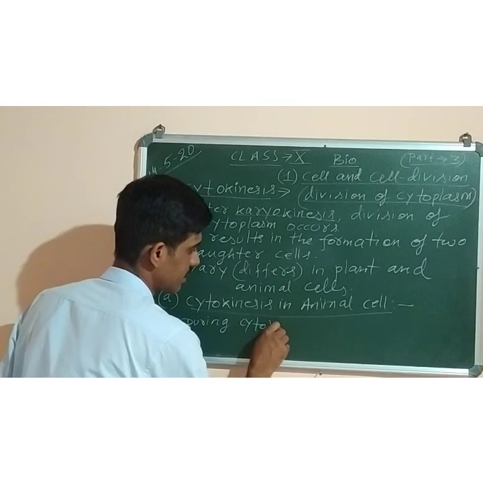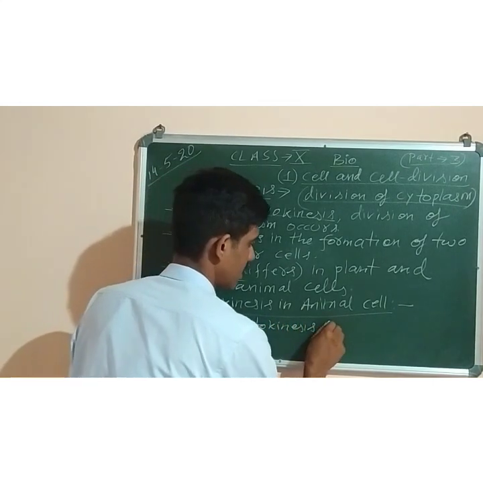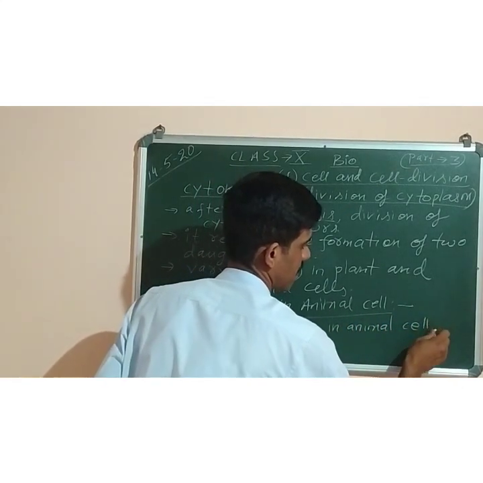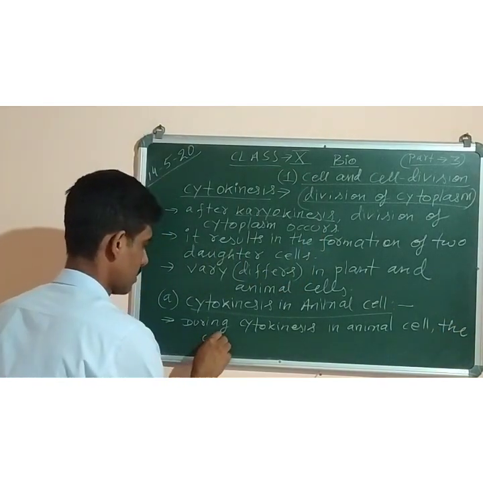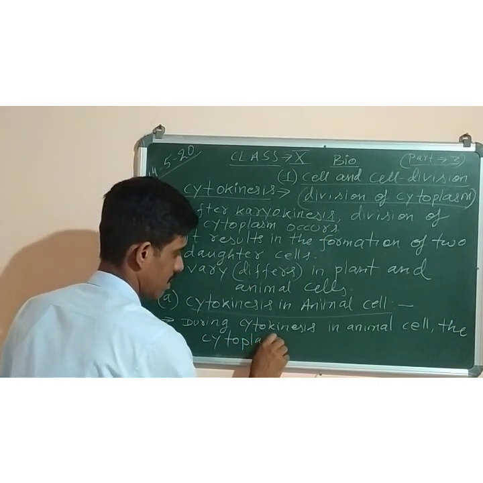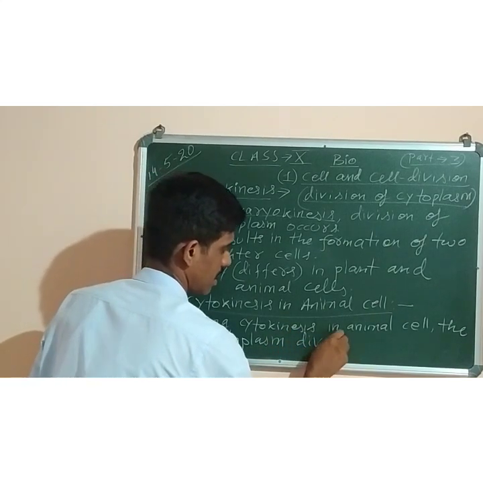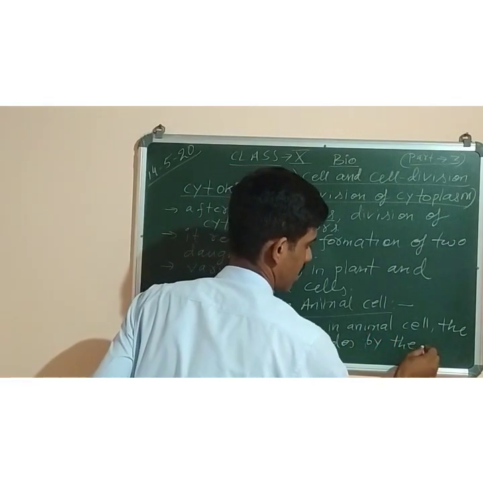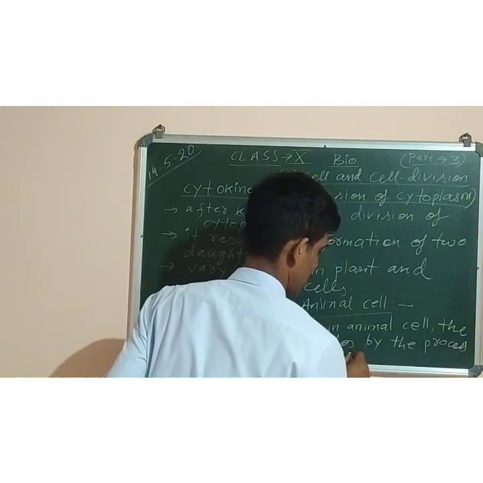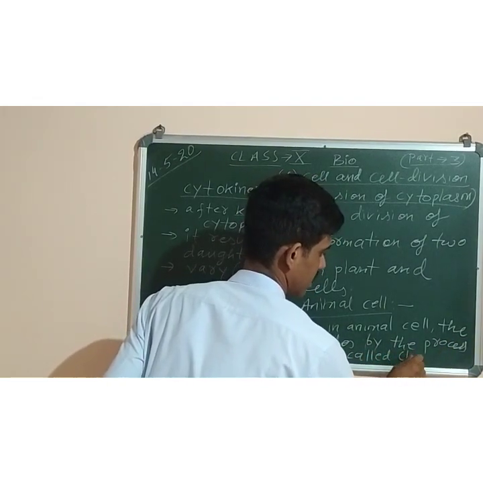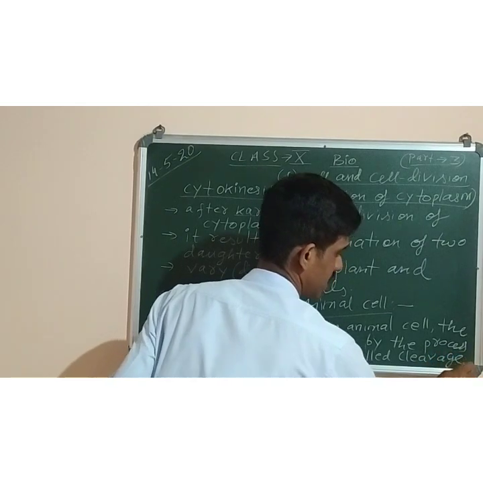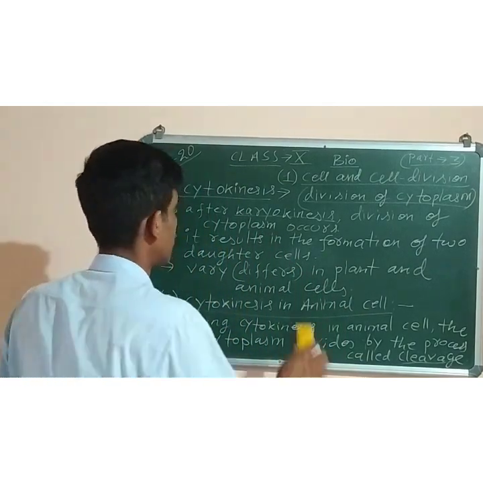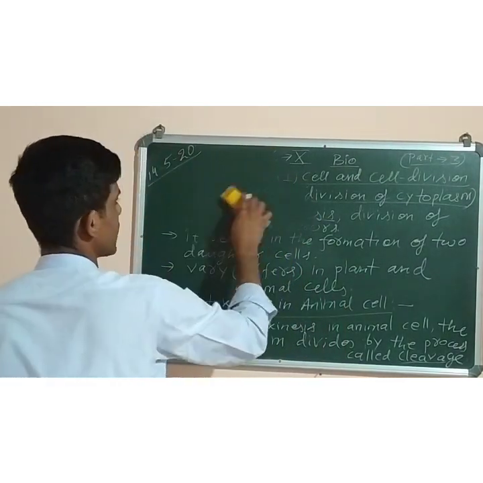During cytokinesis, in animal cell, the cytoplasm divides by the process called cleavage. C-L-E-A-V-A-G-E. Cleavage. So cleavage formation, how it is done, I will show you with the help of a diagram. What is cleavage? How it is formed?